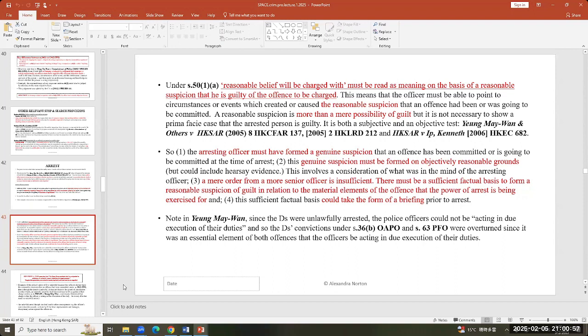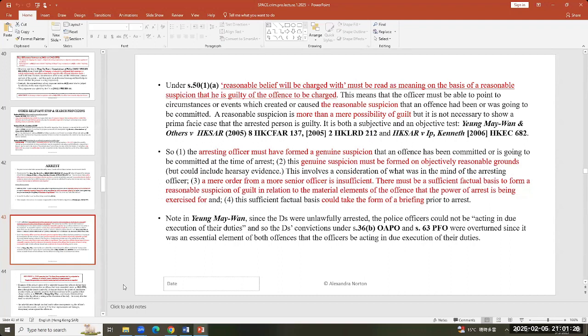So Yeung May Wan is actually a case about some protesters, and they're protesting outside the liaison office. They were originally charged with obstructing a public place because they had some kind of banners, and there were a number of them there. So the police arrived and arrested them for obstruction.